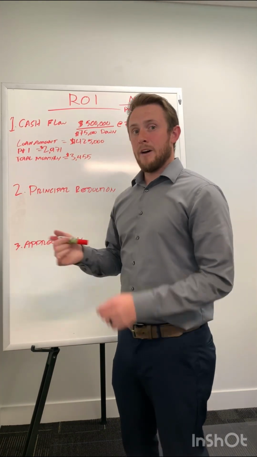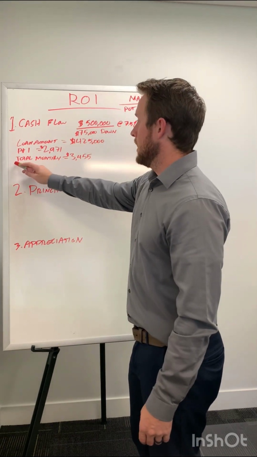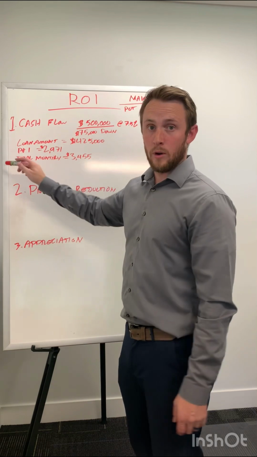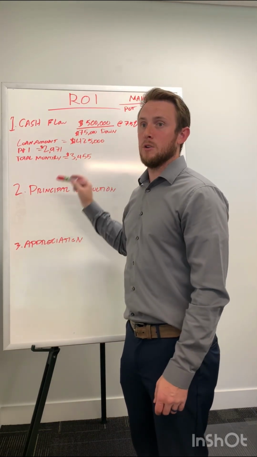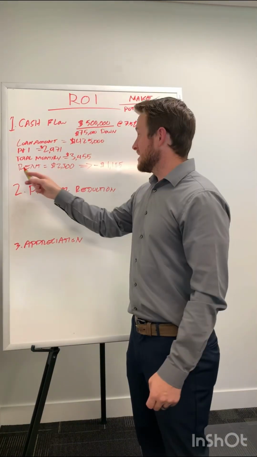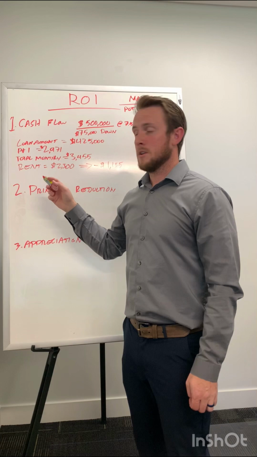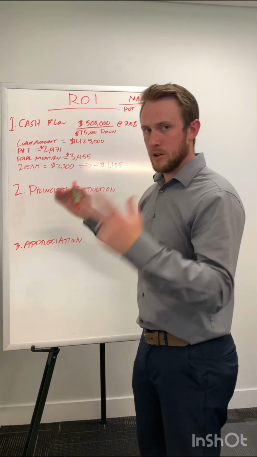You're also going to have homeowner's insurance, taxes, maybe a few other things. So in a nutshell, out the door every month, you're going to be about $3,455 to pay for everything all at once. Now let's say you can rent that property out for $2,300 a month. That's about how much you can get out of it. That's all you're gonna be able to rent it out for.